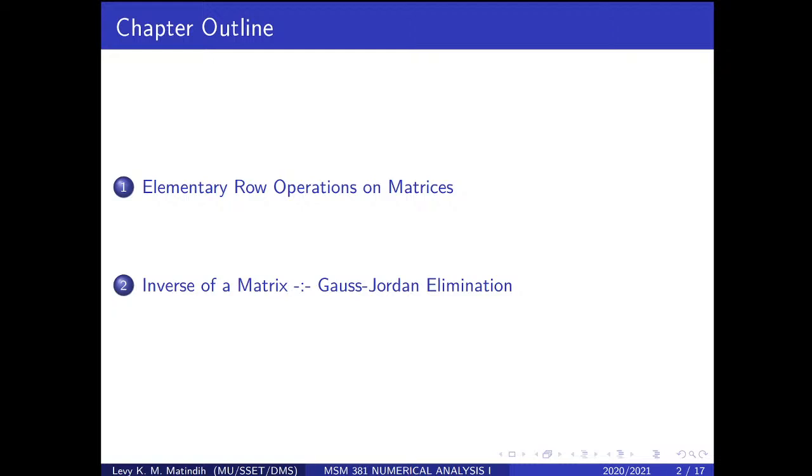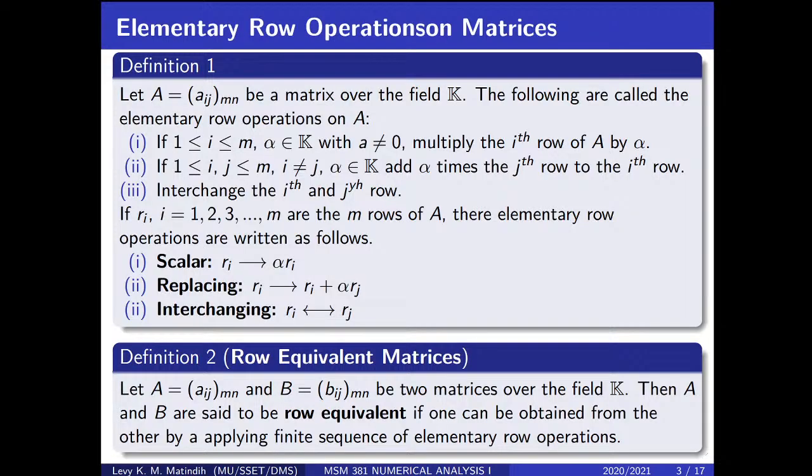In this scenario, we'll be looking at the inverse of a matrix. We'll be finding the inverse of a given matrix using the Gauss-Jordan elimination method, or rather using the row operation methods, not where you find the inverse of a matrix via the determinant method. So we'll be using the elementary row operations. Now, let's start with the definition about elementary row operations.